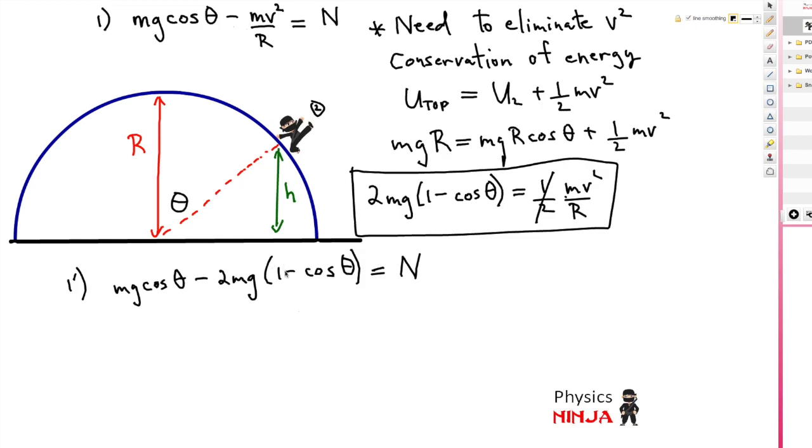I can group some of the terms together and rearrange this expression a little bit more. Let's factor out an mg. You have cos theta here, and you're going to have 2 cos theta. That's actually 3 cos theta.